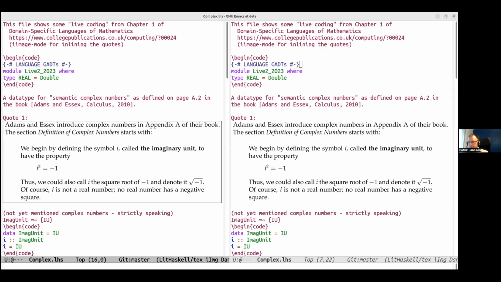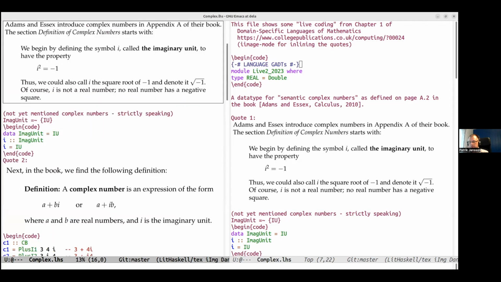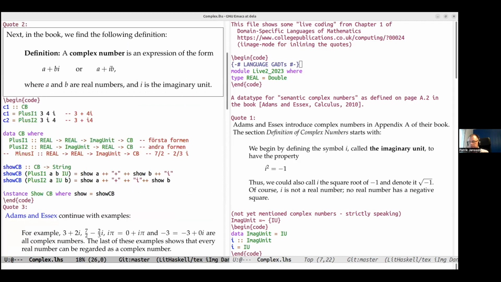And it's often useful when you get to a mathematical concept, or for that matter, something else that you need to implement, a communication standard or trading rules for some monetary exchange, to take the definitions and try to represent them as types. So let's see. We have this type, and then we go to quote number 2 in the book. Then they say what a complex number is.